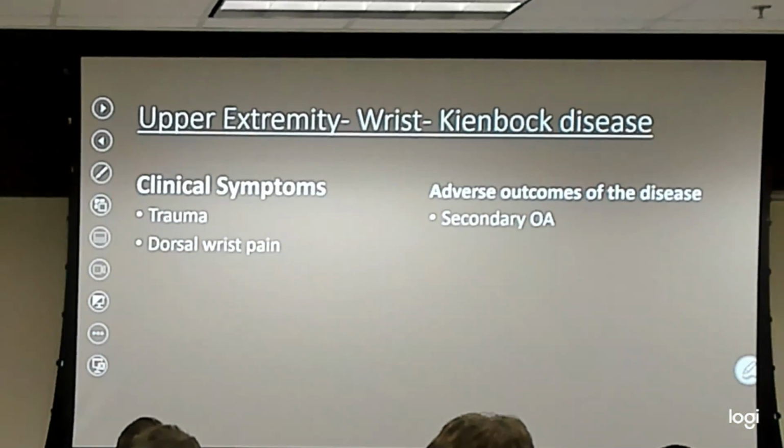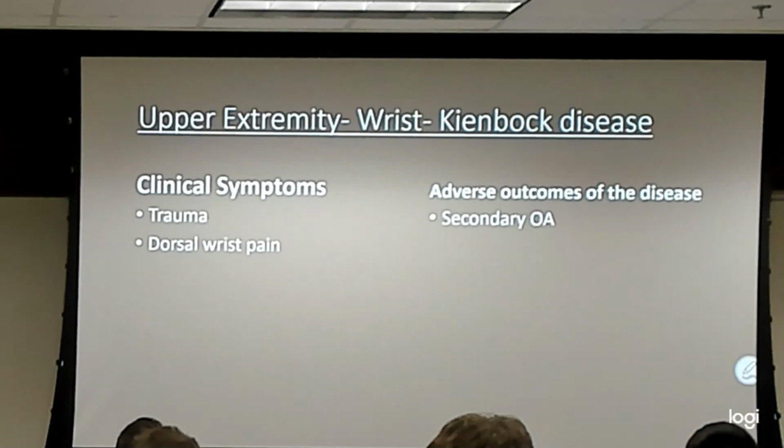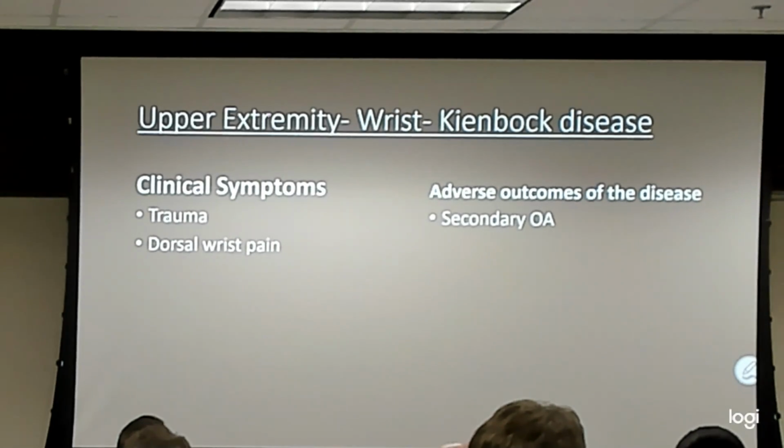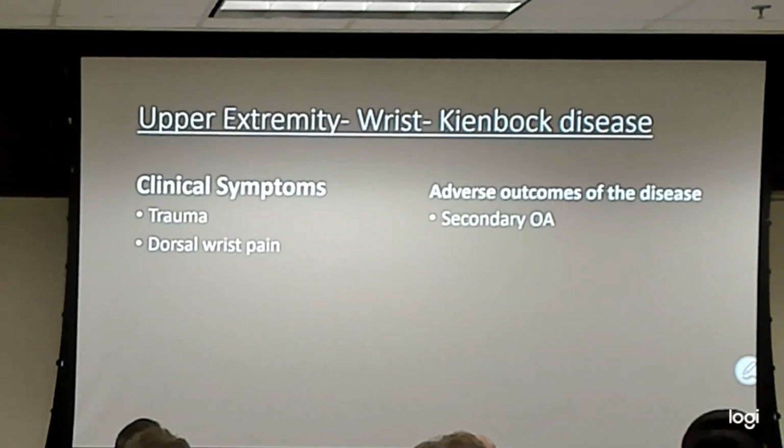So they should have some history of trauma, although it may be remote and it may be minor. So don't brush it aside. Keep this in your differential until you've run this one aground. Their pain is going to be dorsal, which is pretty unique. Lunate is really the one thing that loves to do dorsal wrist pain.